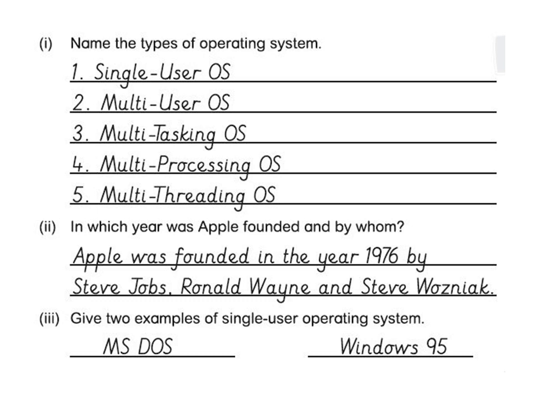In which year was Apple founded and by whom? Apple was founded in the year 1976 by Steve Jobs, Ronald Wayne and Steve Wozniak. Give two examples of single user operating system: MS-DOS, Windows 95.